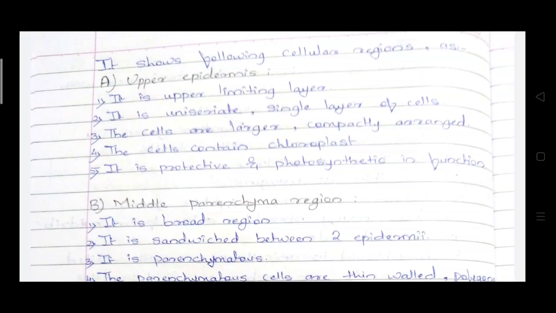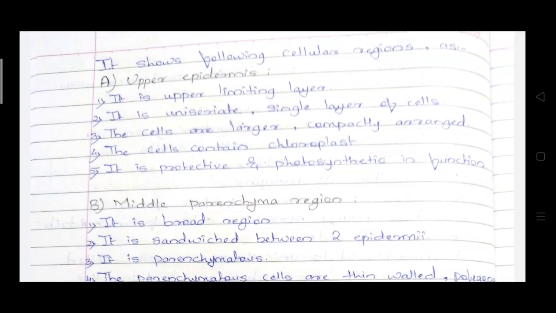These cells are comparatively larger and arranged compactly. These cells of the epidermis contain chloroplasts. Due to this chloroplast, they perform the function of photosynthesis, and they also play a role in protection. So this is the upper epidermis.